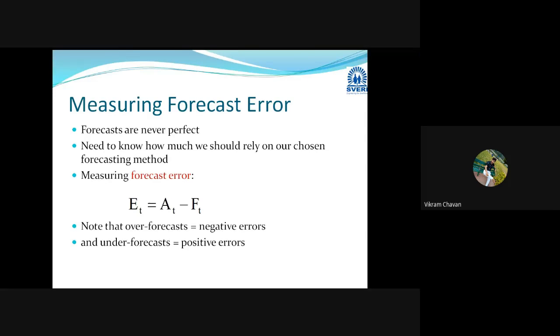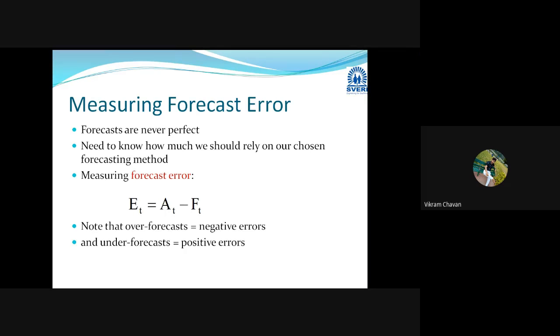In case of over forecast, the actual demand value is less than the forecasted demand. And in case of under forecast, the actual demand value is greater than the forecasted value. So in case of over forecast, we will get the negative error, and in case of under forecast, we will get the positive error.